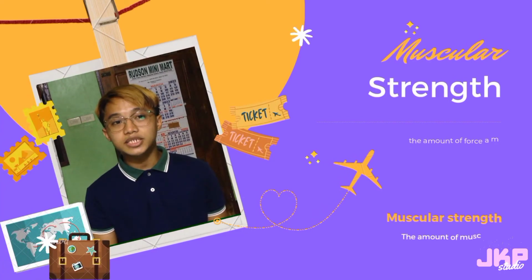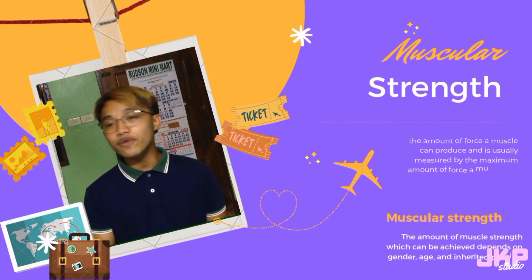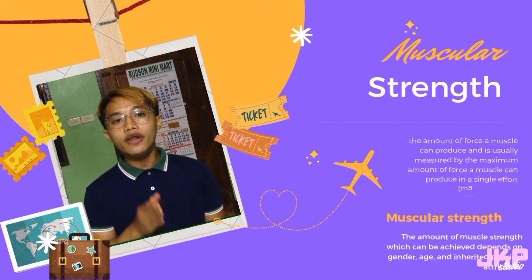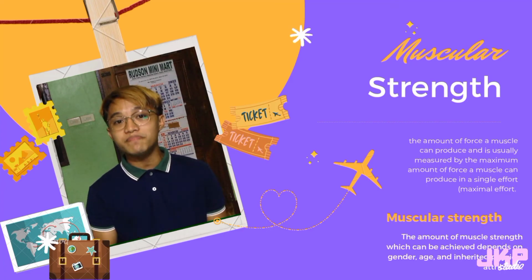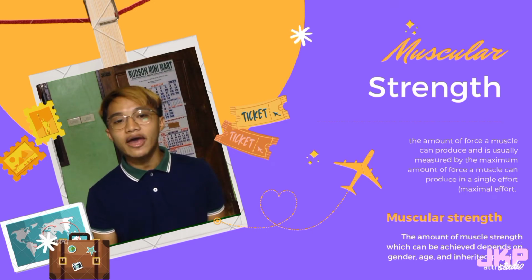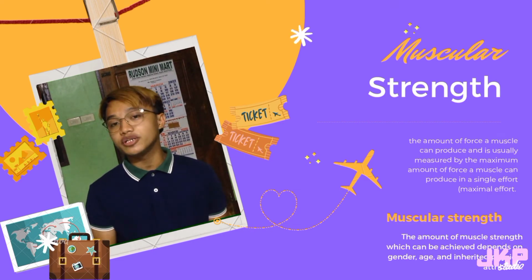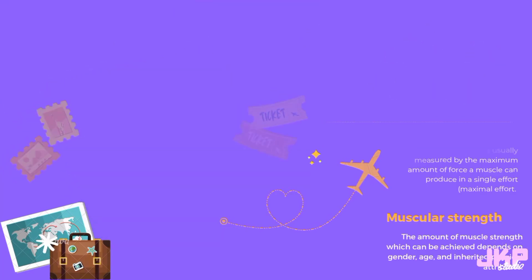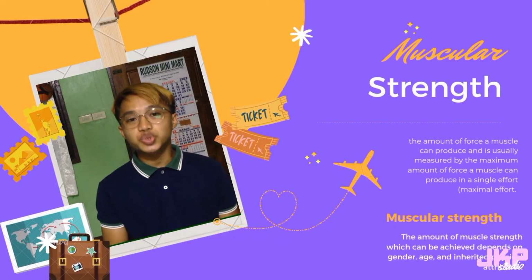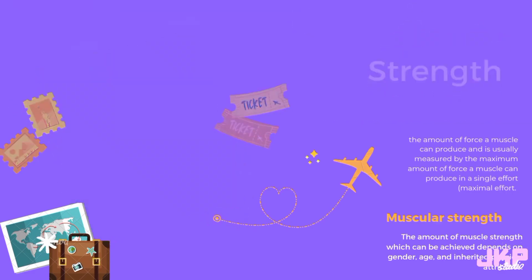And we're down to our last component, which is the muscular strength. So muscular strength refers to the amount of force a muscle can produce and is usually measured by the maximum amount of force a muscle can produce in a single effort, or maximal effort. The amount of muscle strength which can be achieved depends on gender, age, and inherited physical attributes. To measure our muscular strength level, we can choose to perform some abdominal crunches.